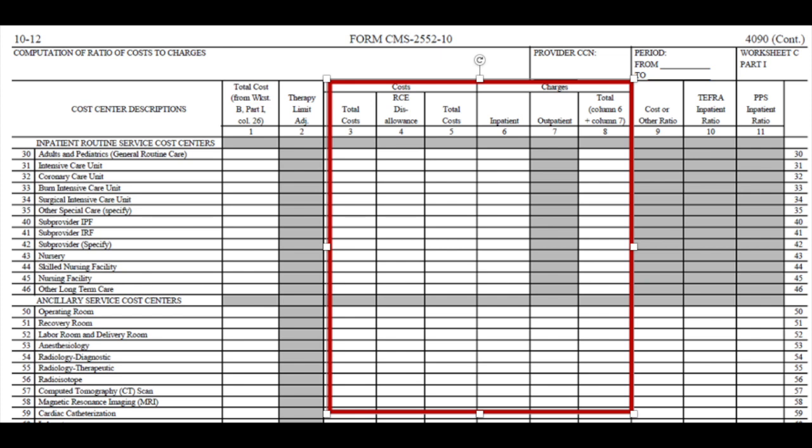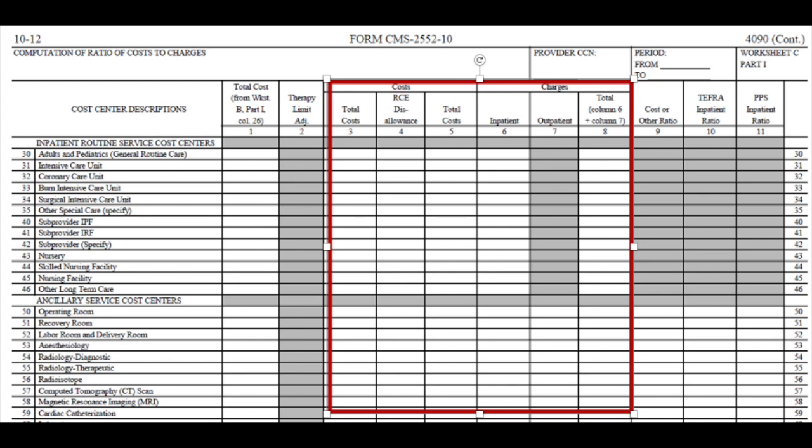The cost to charge ratio can be calculated at the cost level or at the provider level, which is why we see the bucketing on the left-hand side. As you can see in column 1, total costs are being brought in from Worksheet B. This is to show you that this is really a truly continuous flow of information as the hospital progresses through the worksheet. So once the total costs are determined, total charges are being brought in for outpatient and inpatient services.